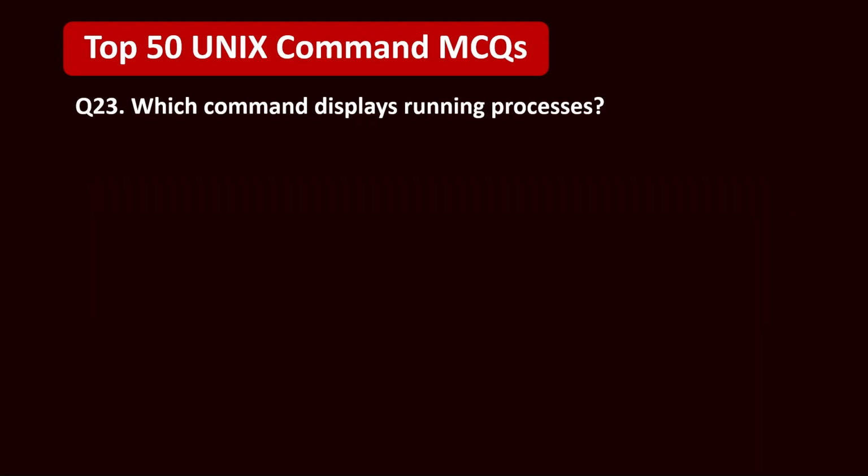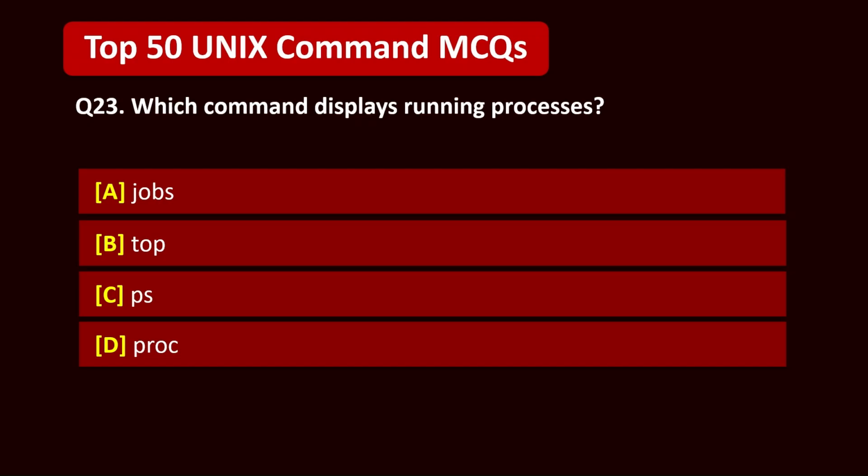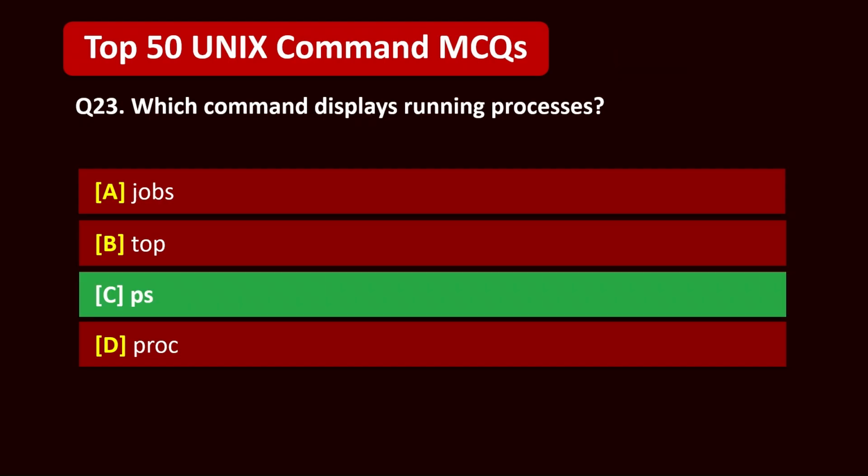Question 23. Which command displays running processes? A. jobs, B. top, C. ps, D. proc. 5, 4, 3, 2, 1. Correct answer is C. ps.